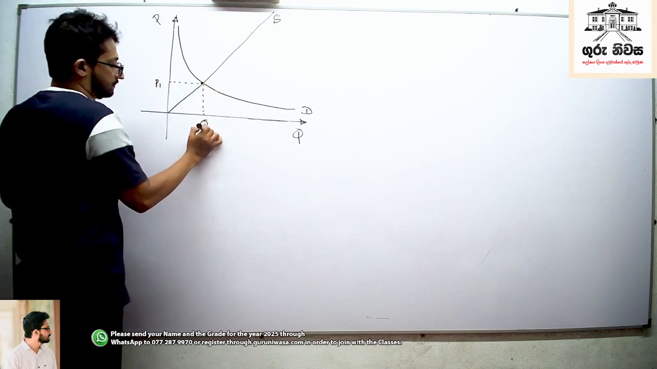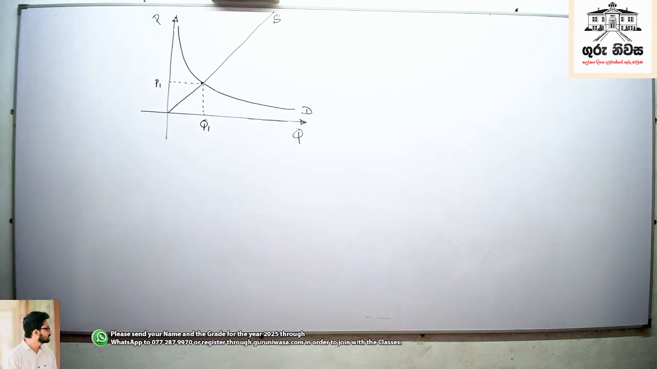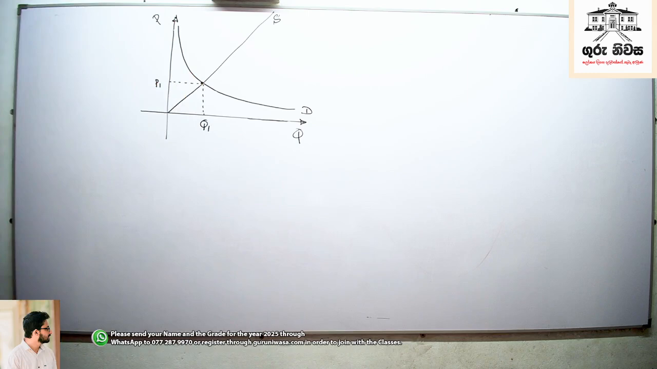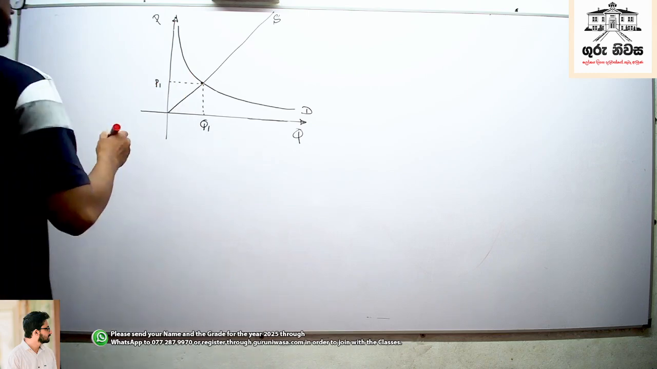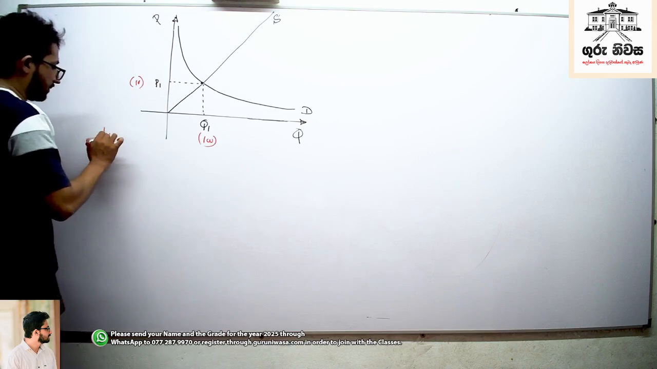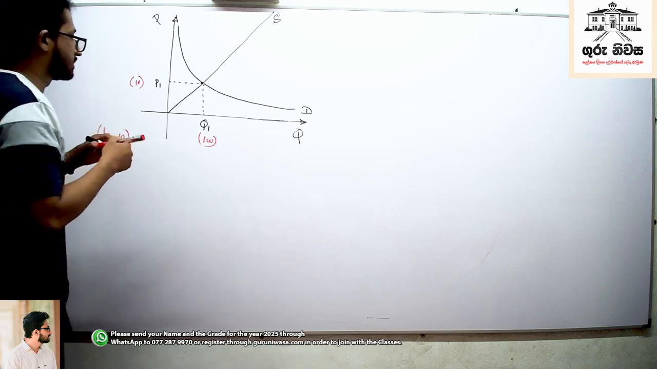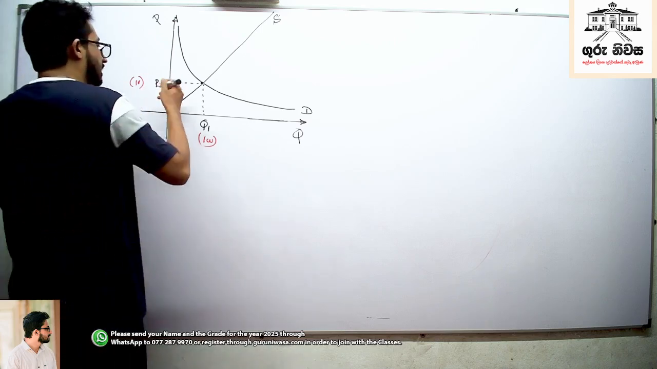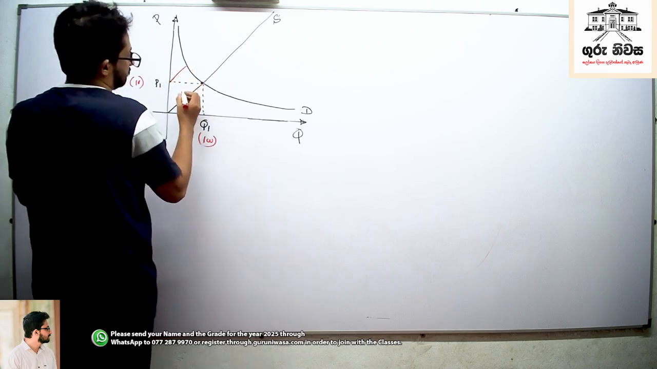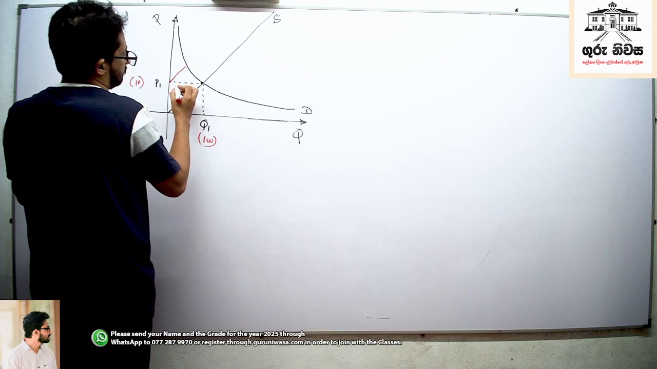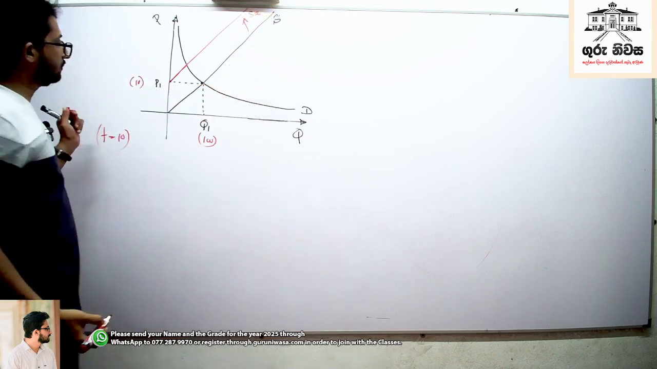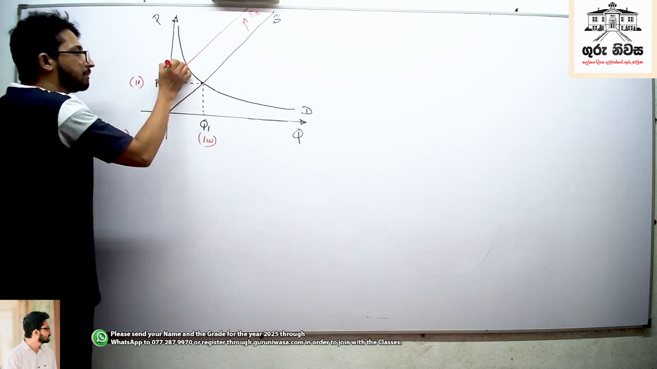P1 and Q1. Now the government imposes a unit tax. When the government imposes a unit tax, the supply curve shifts to the left by the unit tax. Assume the equilibrium price is 10 rupees and quantity 100. Now assume the unit tax is also 10 rupees. It means the supply curve shifts to the left by the unit tax. This is S2. Then this is the new equilibrium price and quantity.